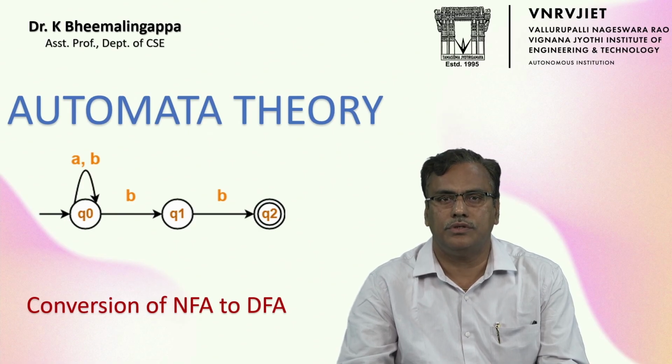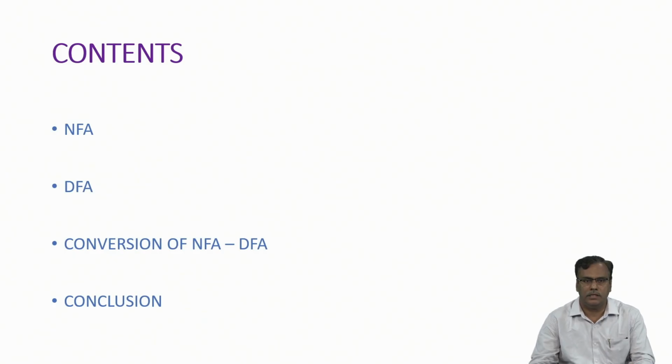In this video, I am going to discuss the conversion of NFA to DFA. What do you mean by NFA? For a given state and an input symbol, if there is more than one outgoing transition, then we say it is an NFA. What is a DFA? For a given state and an input symbol, if there is one and only one outgoing transition, then we say it is a DFA.